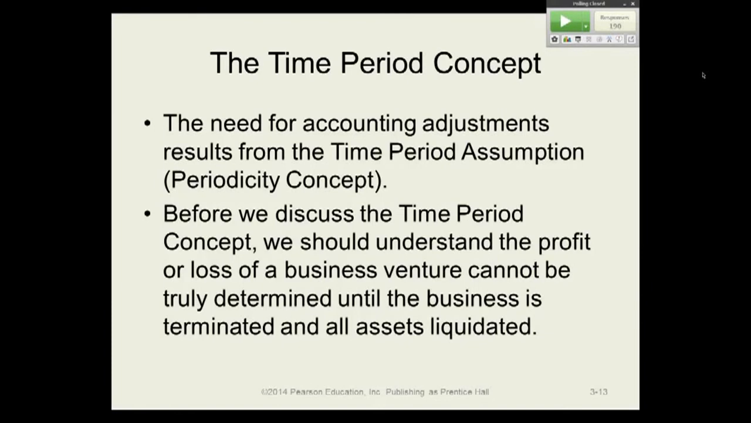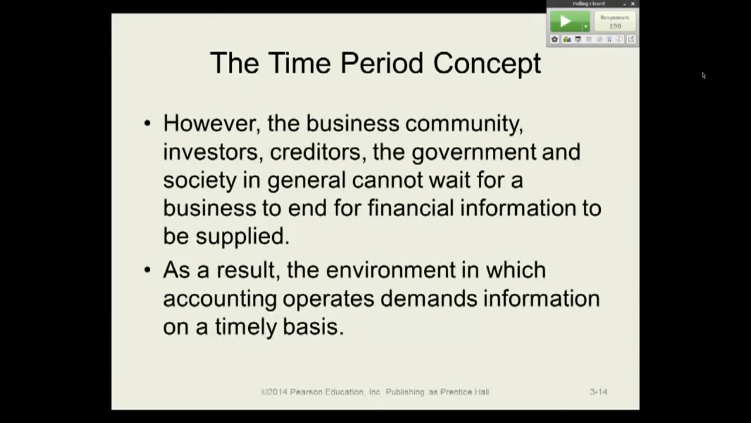The time period concept basically means that we can artificially truncate the business into short periods of time. Obviously investors, creditors, anyone using accounting numbers, whether tax numbers or financial statements, can't wait until the end of the life of the business to determine its net income. In fact, the only way you know your true profit is if you start a business today, stay in business for 15 years, and shut down. That's the only way you'll know your true profit.